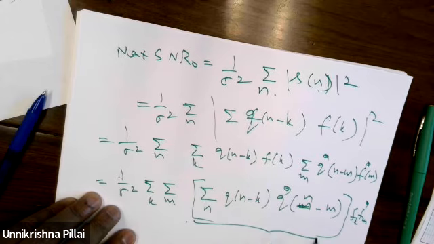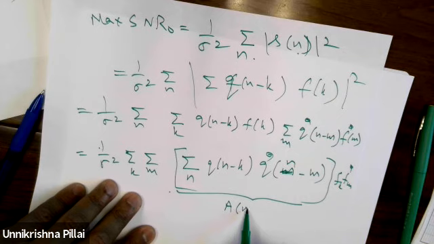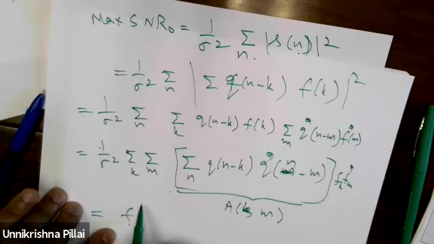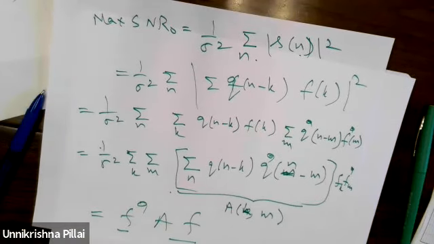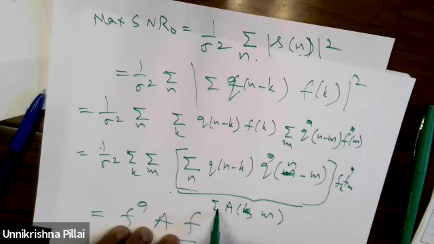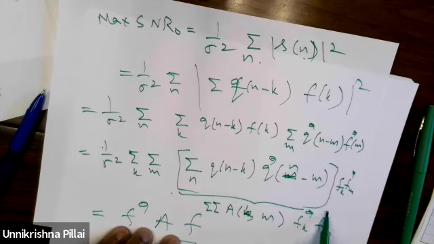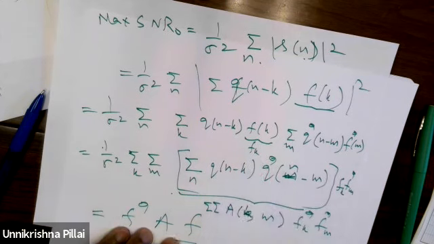So notice this, if I call this to be a matrix A with entries k comma m, then this whole thing you just have to go home and do it. I can write this as F star A F. Again, some matrix algebra will come up, because this is a double summation of Fk, Fm star. This is what I'm calling, I'm just writing it as Fk.